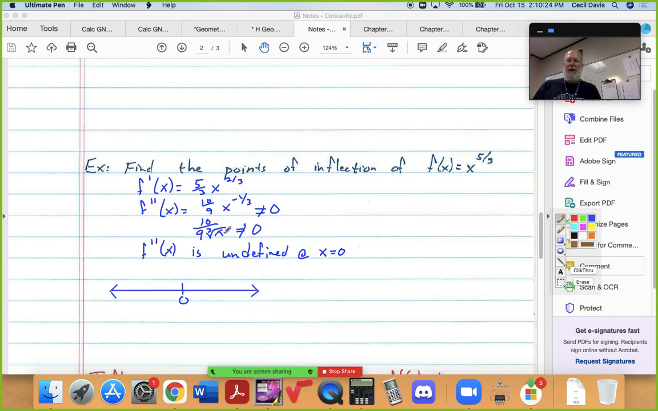So if we substitute a negative number into this, we get that f double prime is less than 0 because the cube root of a negative number is negative. That means that f prime is doing what? Decreasing, which means that f is concave down. And then here, if I substitute a positive number into the second derivative, I get that f double prime is greater than 0. So f prime, therefore, must be increasing. So f here is concave up.